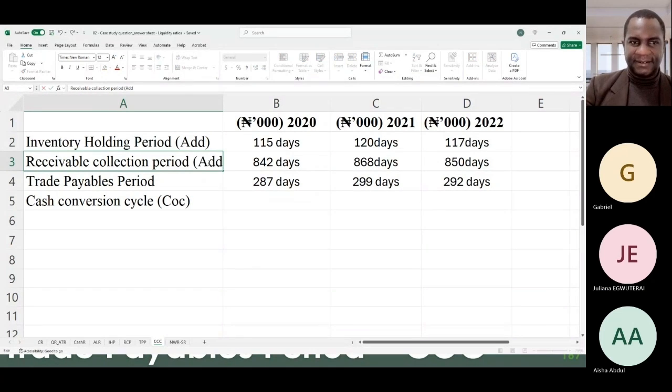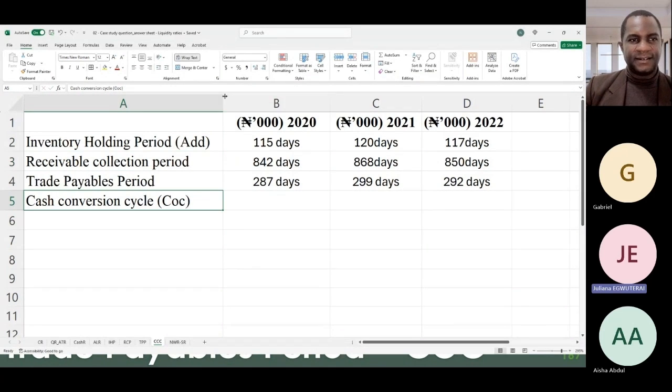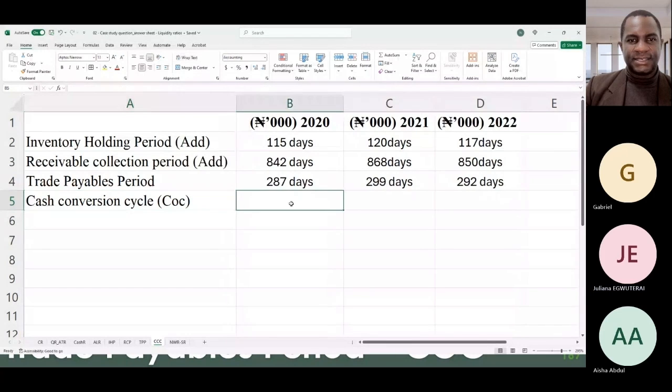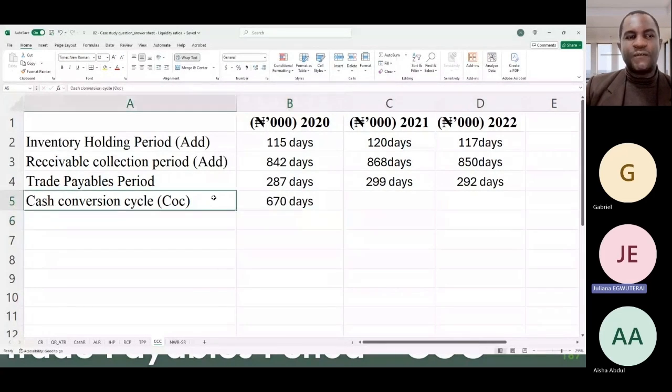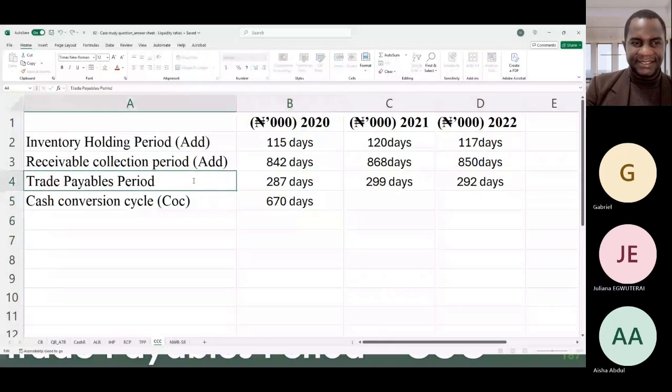We add. That's 670. 670. The first one. So it takes 670 days to convert the cash, their inventory and receivables and payables to cash. Exactly. Cash. Yes. It's hard.